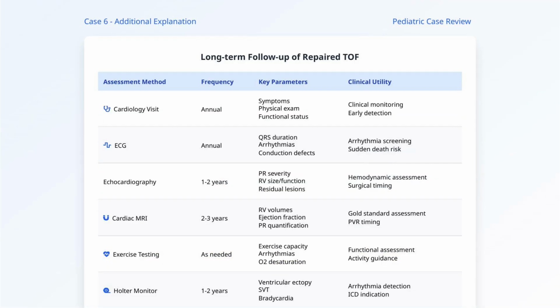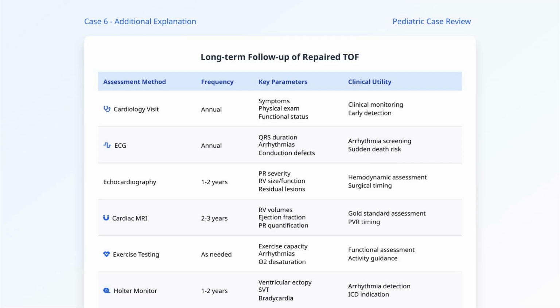This table outlines the comprehensive long-term follow-up required for patients after Tetralogy of Fallot repair. Regular cardiology follow-up should include electrocardiograms, echocardiography, and exercise testing to monitor for deterioration in functional capacity. Cardiac MRI is recommended every 2 to 3 years to accurately assess right ventricular size and function and quantify pulmonary regurgitation.